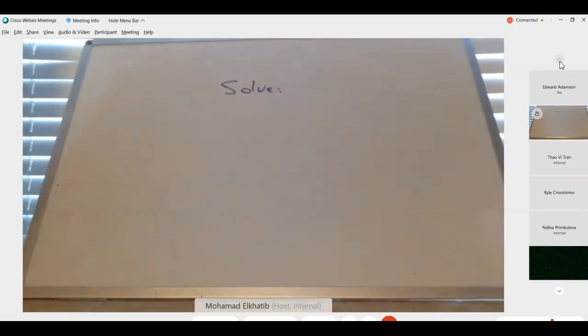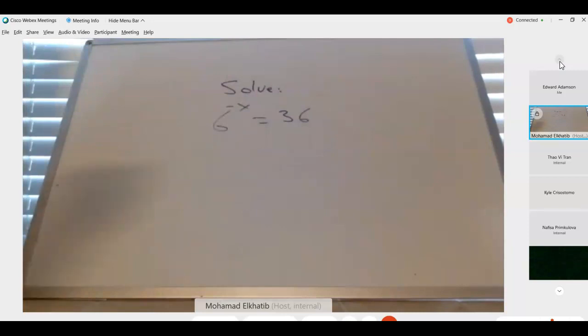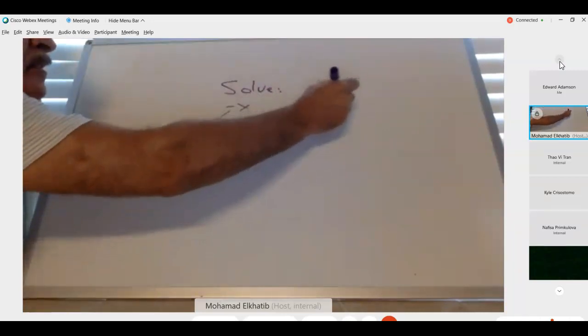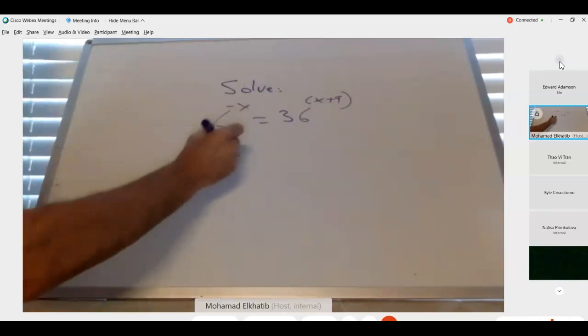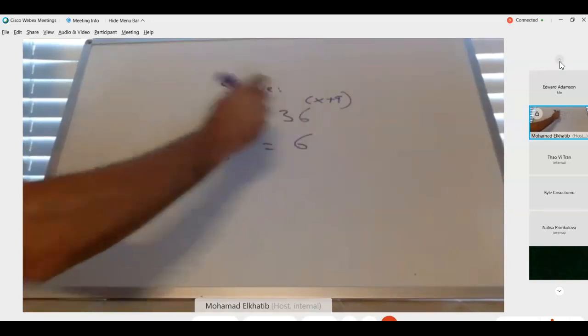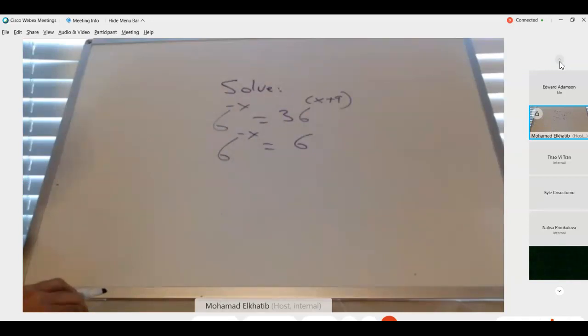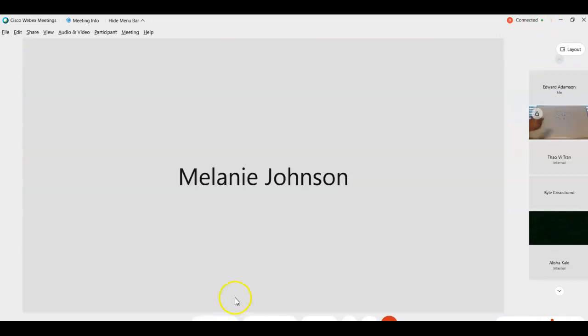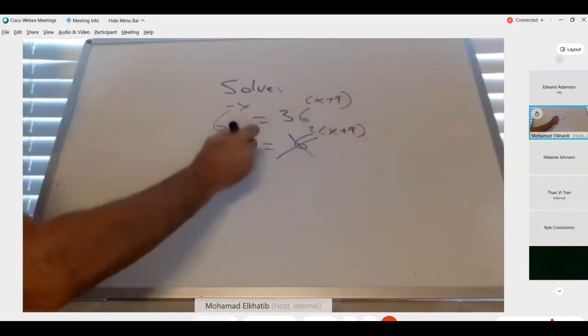Let's say I have 6 to the power negative x equals 36 to the power x plus 9. So I don't mess with the 6. All right, 36. 6 to what power gives me 36, class? 2. Now what do I do to the 6's? Garbage them.